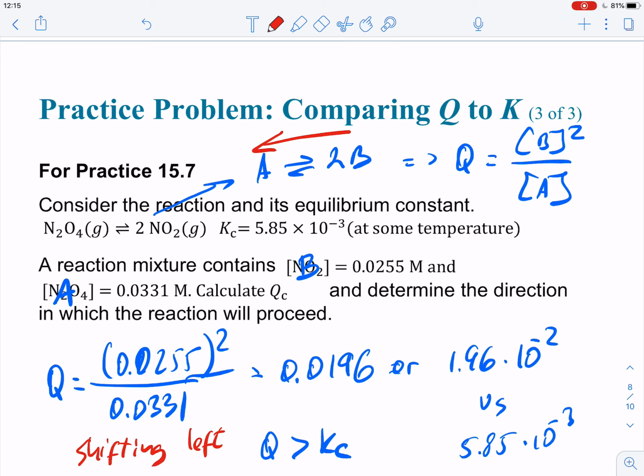Remember, it's a particular tool to predict what's going to happen with the equilibrium, or what's going to happen with the reaction, how far you are from the equilibrium, and in what direction you have to move the reaction so that you get to the equilibrium condition. Okay.